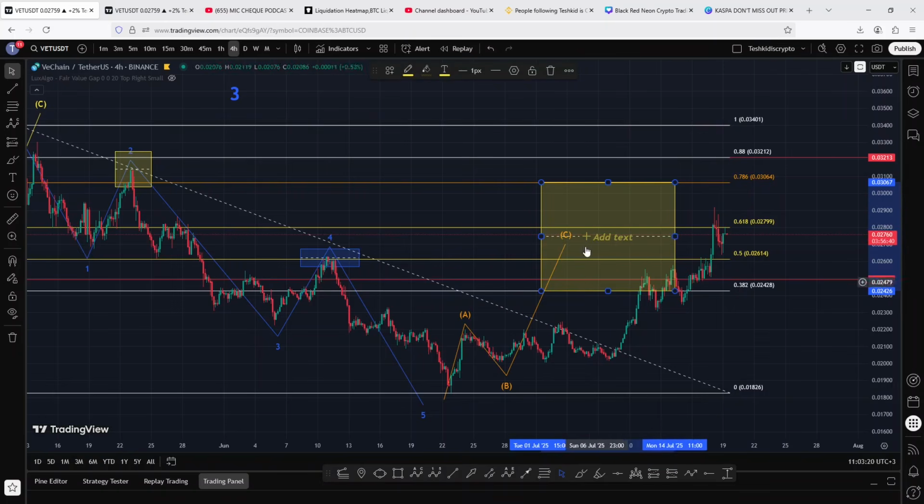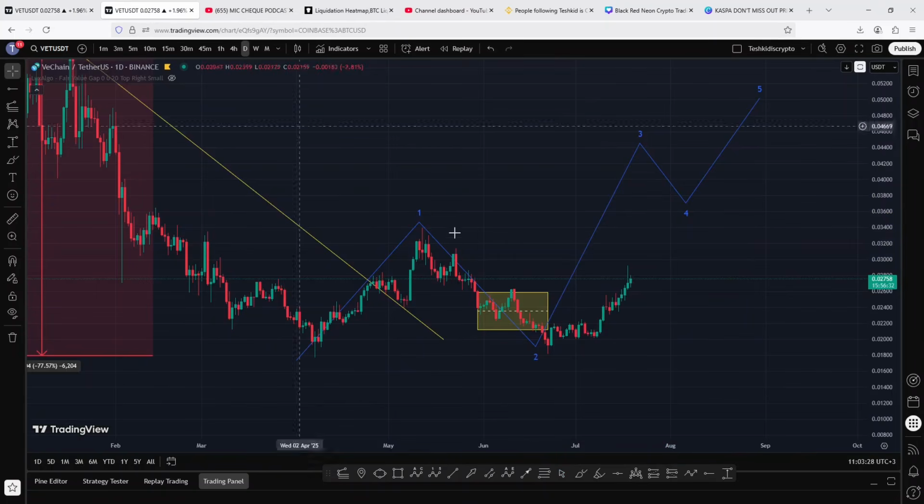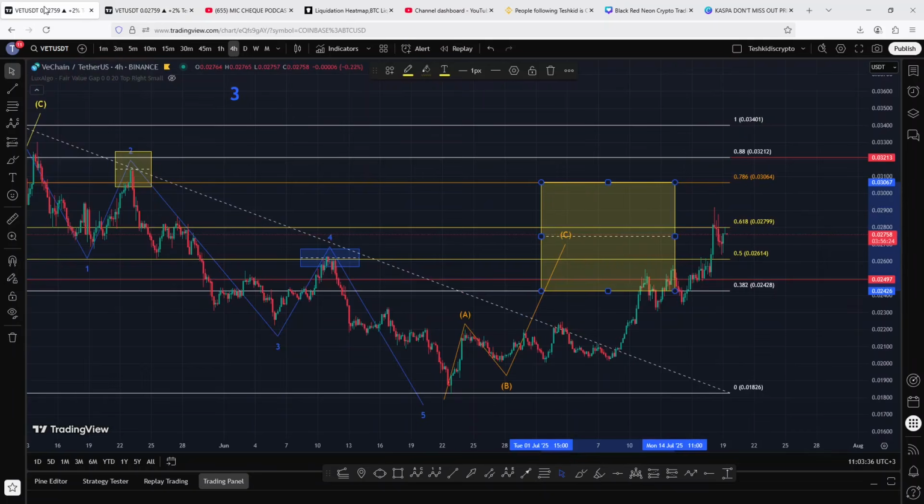And if by any chance we get a breakout of this yellow target area to the upper side, that will be a clear indication that the more bullish case scenario that I have on the daily chart is unfolding, having the 0.04471 as your next upside target area.